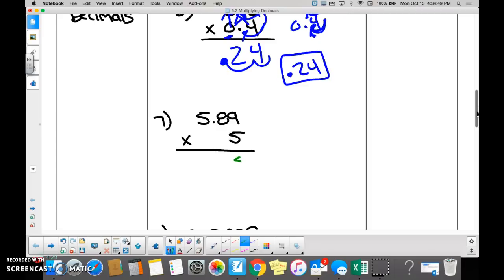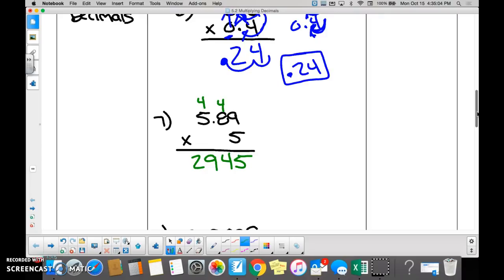9 times 5 is 45, put down my 5, carry my 4. 5 times 8 is 40, plus 4 is 44, put down my 4, carry my 4. 5 times 5 is 25, add my 4, and I get 29. So 2945 is the product of those numbers.